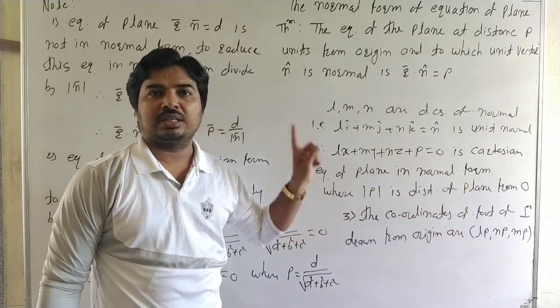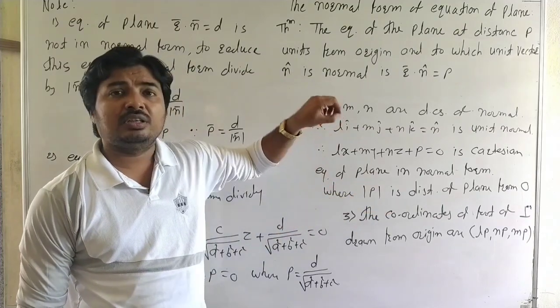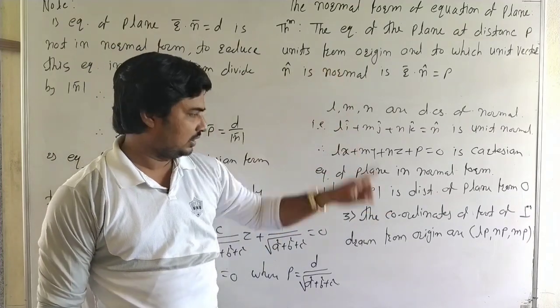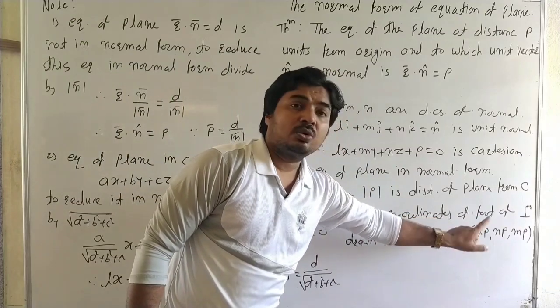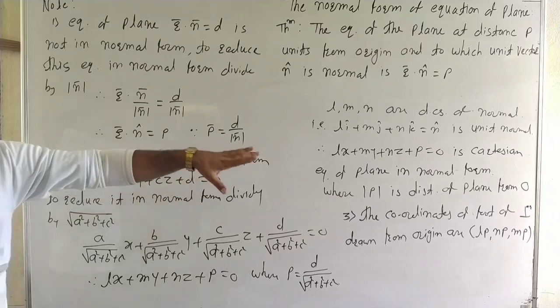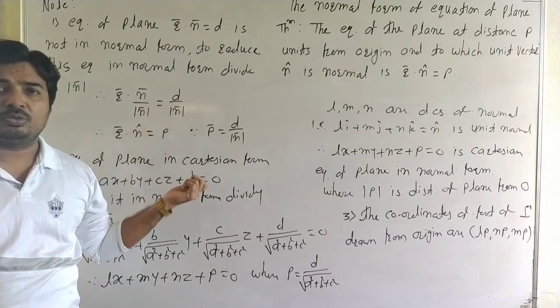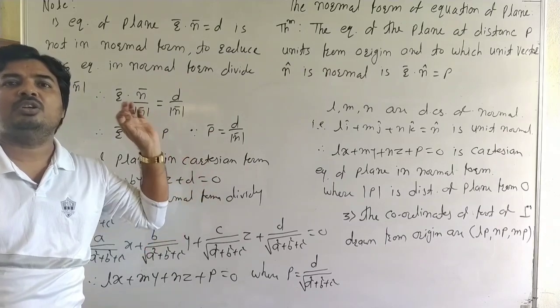Here l, m, n are the direction cosines of the normal, and p is the distance of the plane from the origin, and then these are the coordinates of the foot of perpendicular. See carefully these three remarks and the theorem. In the next lecture we will see examples of the equation of a plane in normal form.